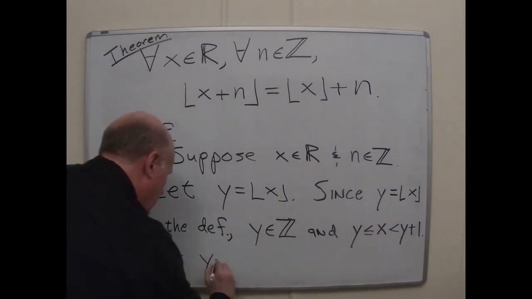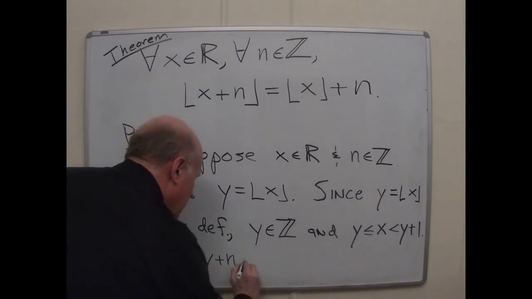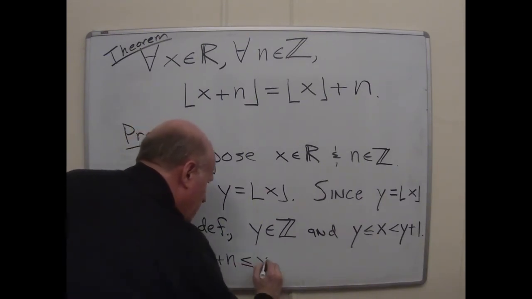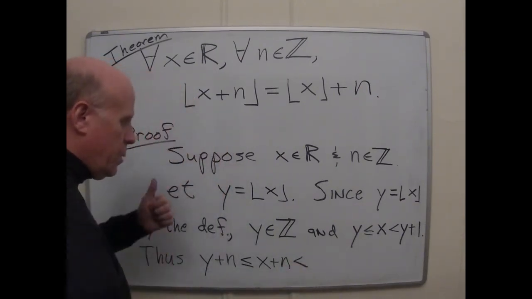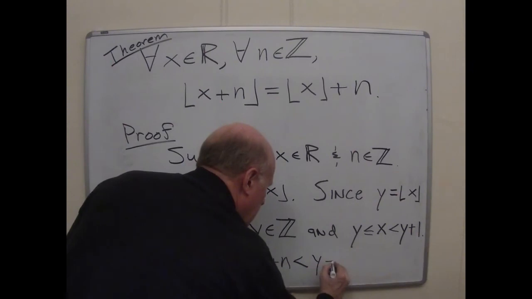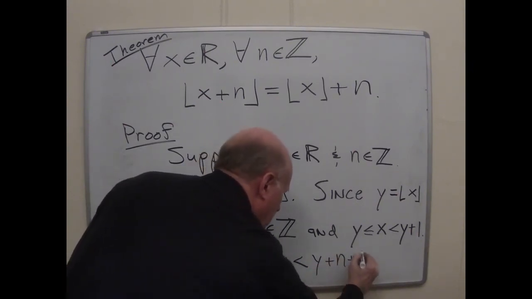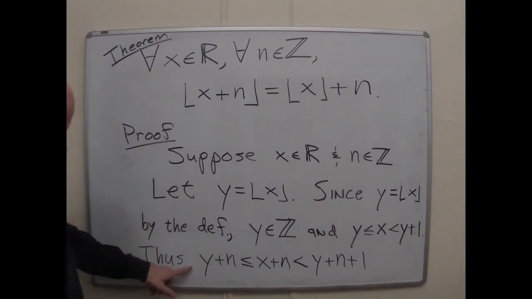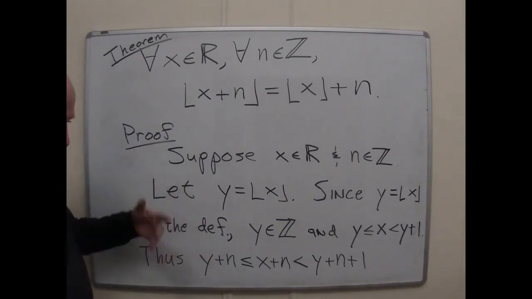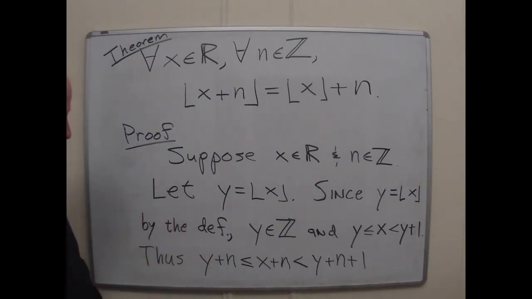So y plus n is less than or equal to x plus n, which is less than y plus n plus 1. And that's just simple algebra, so I don't have to really say much about that. I don't feel the need to justify it. If you guys want to, you could say by this property in algebra where you can add the same thing to all the parts of an inequality and its truth is preserved.